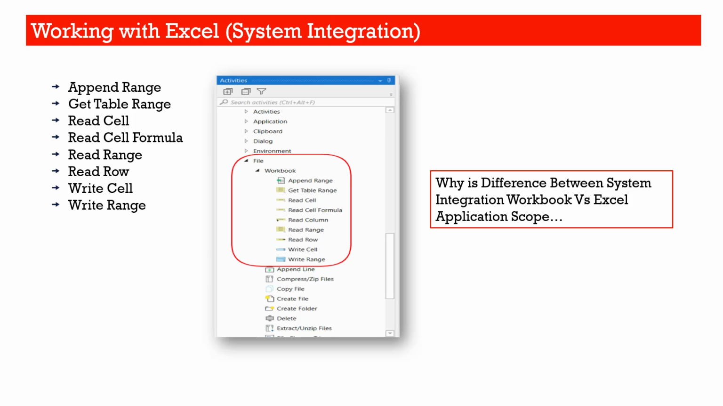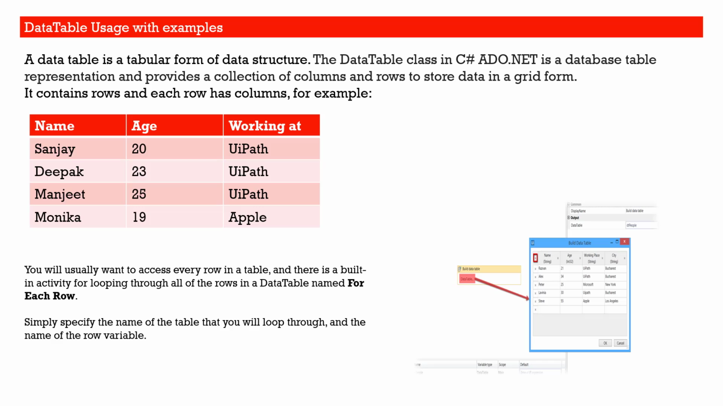All right. So let's then quickly move to the UiPath Studio and discuss the Excel application scope. But before that, let's quickly review what we discussed about the data table in the last lesson. It's just a refresher, right?